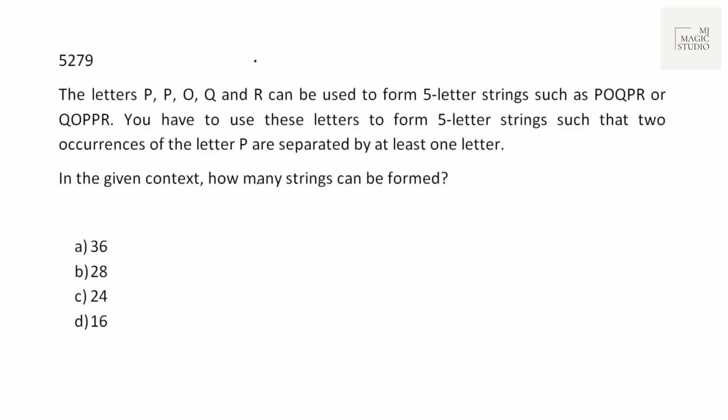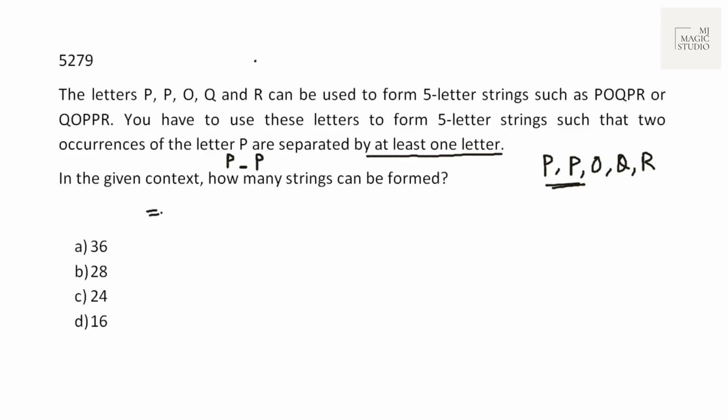An interesting way to ask a simple question. The letters P, P, O, Q, R. So if we see, we have got 5 letters, but out of that, 1 letter is repeating twice. They can be used to form 5-letter strings such as P, O, Q, P, R or O, Q, P, P, R. That means they are arranging it. You have to use these letters to form 5-letter strings such that 2 occurrences of the letter P are separated by at least 1 letter. There should be at least 1 letter between the 2 occurrences of P. In the given context, how many strings can be formed? It looks confusing. It is a simple question.